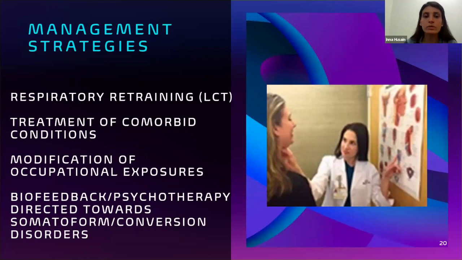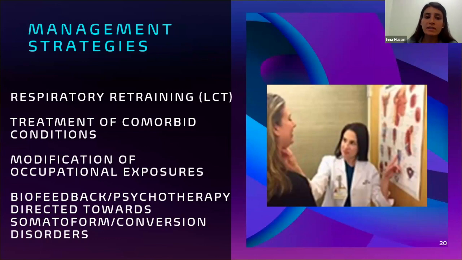So management strategies. The primary way that we treat inducible laryngeal obstruction is with something called respiratory retraining or laryngeal control therapy. This is done classically with a trained speech language pathologist who does essentially vocal fold or laryngeal exercises and breathing exercises to help retrain this larynx. Remember, that guard dog is super active. We want the guard dog to settle down. And we need to do that by helping to create new muscle memory patterns.